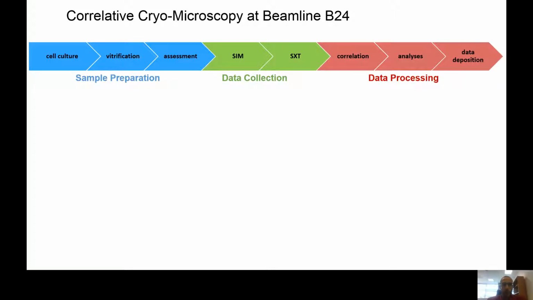So, as an overview, this is our protocol. It is divided into 3 main sections: sample preparation, which will be covered by my colleague Ashna in the other part of this talk. In this one, I will be covering the data collection on our fluorescence microscope, which is called SIM, or structured illumination microscopy, and our soft X-ray tomography microscope. I will also briefly discuss some of the data processing steps like correlation, and some data analysis and data deposition at the end.